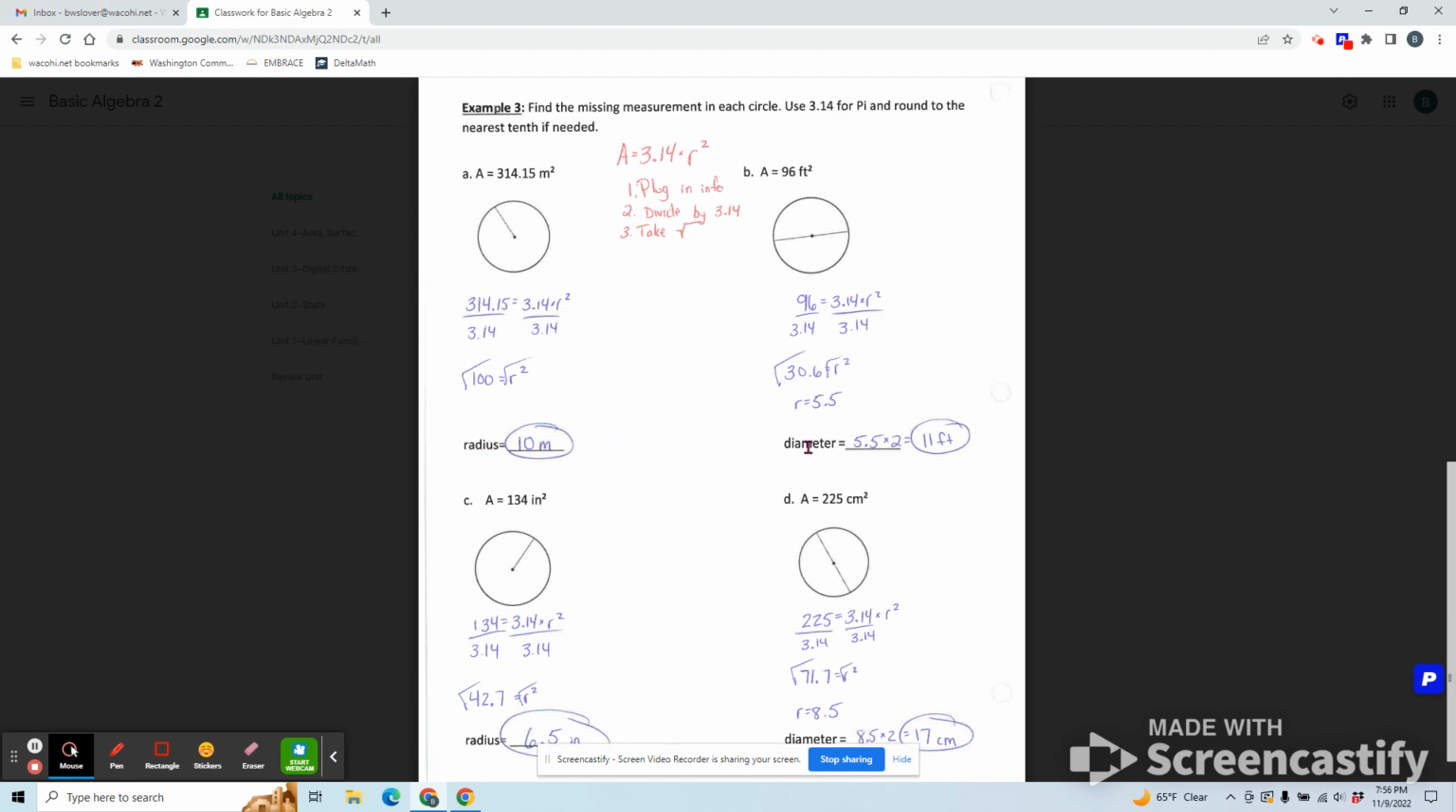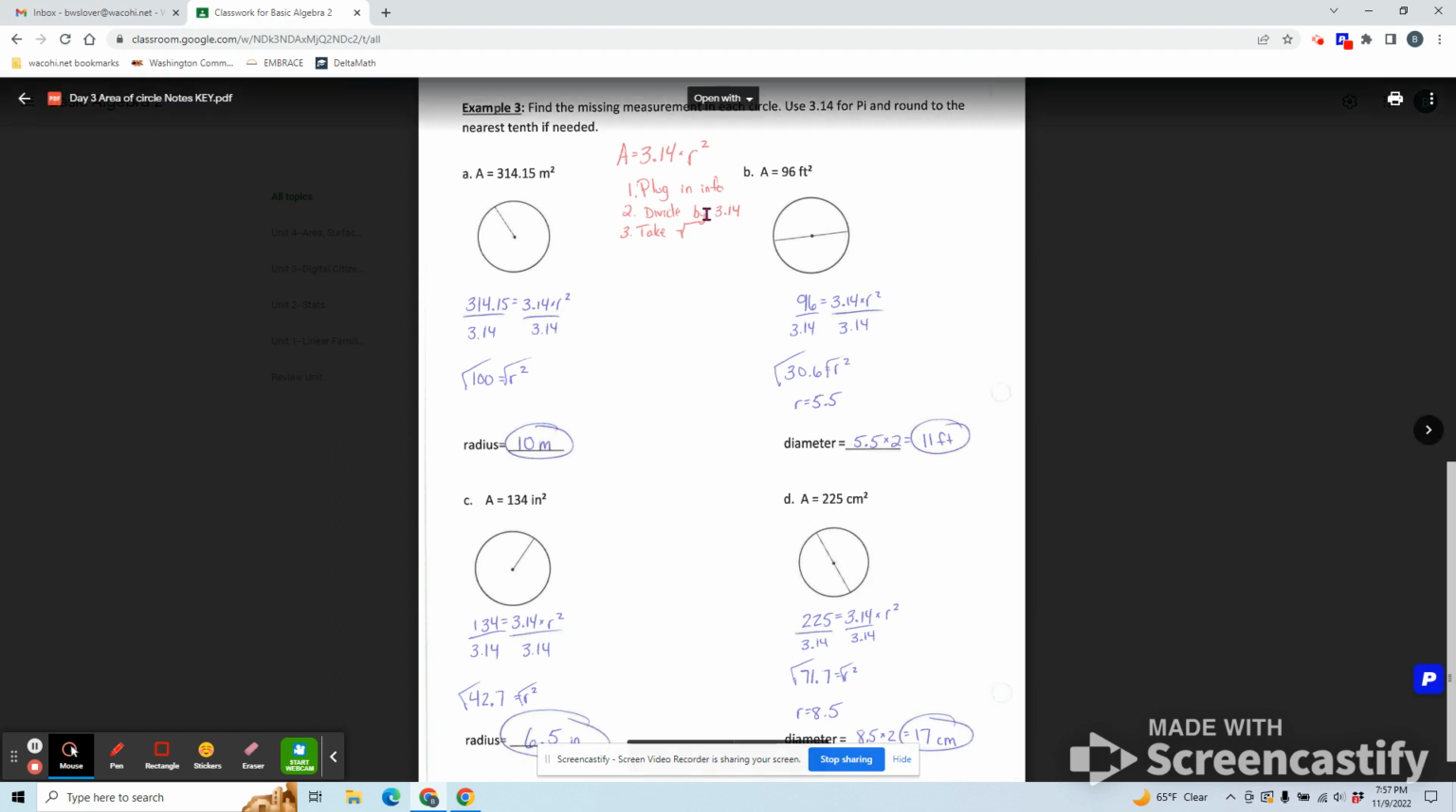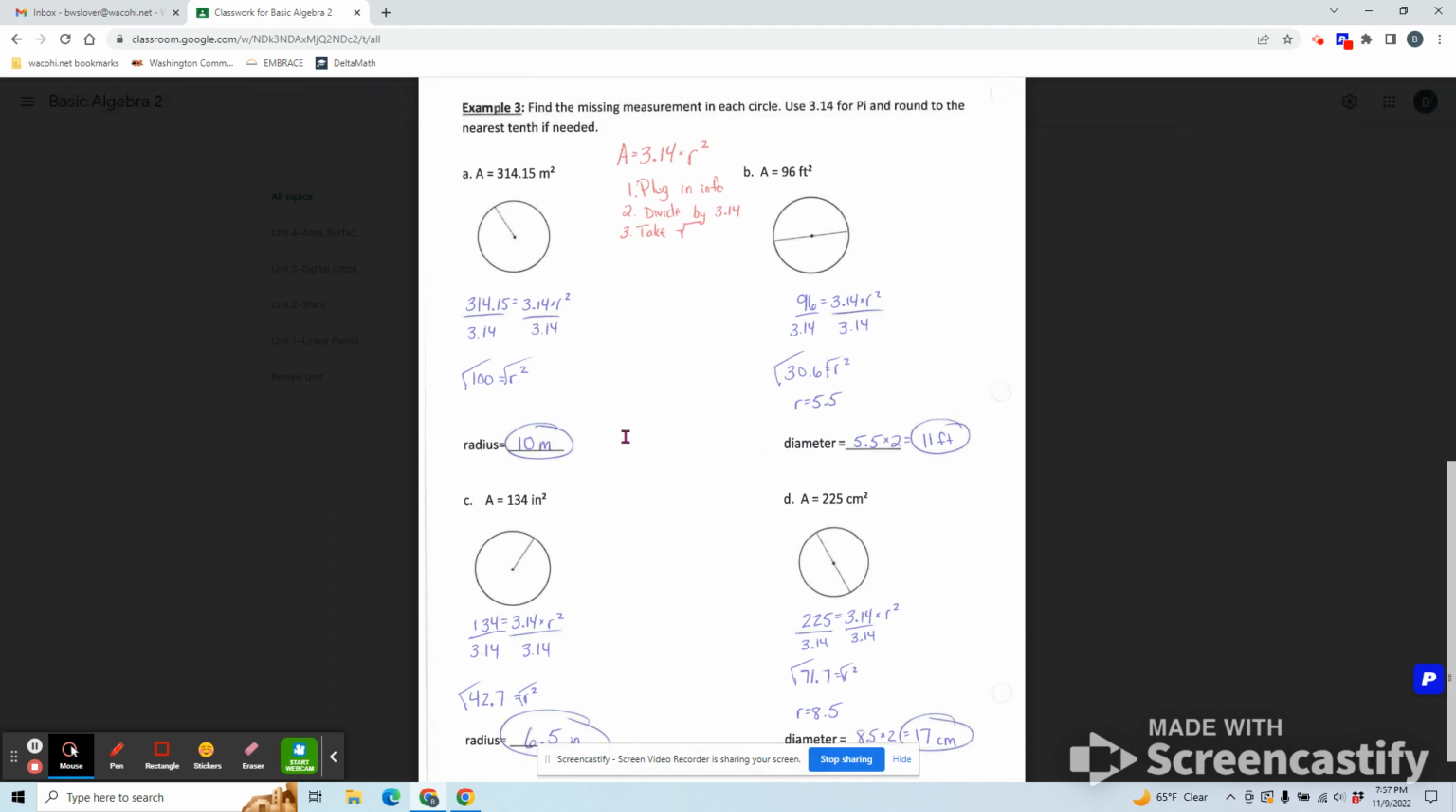Now in letter B, I follow the same steps, except now it's showing that I need the diameter. So same thing, I take my area, I set it equal to 3.14 times radius squared. So I'm following these steps. I'm dividing by 3.14, and then I'm taking the square root. The only change from letter A to letter B is my radius is 5.5, but I need to double it, or times by 2, to find my diameter. So 5.5 times 2 equals 11 feet.